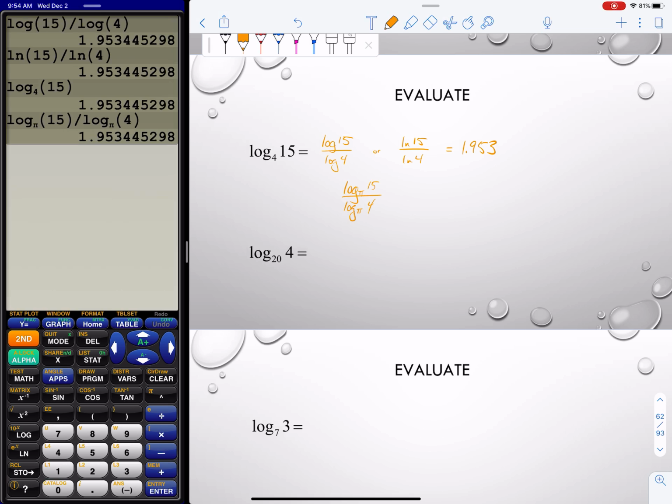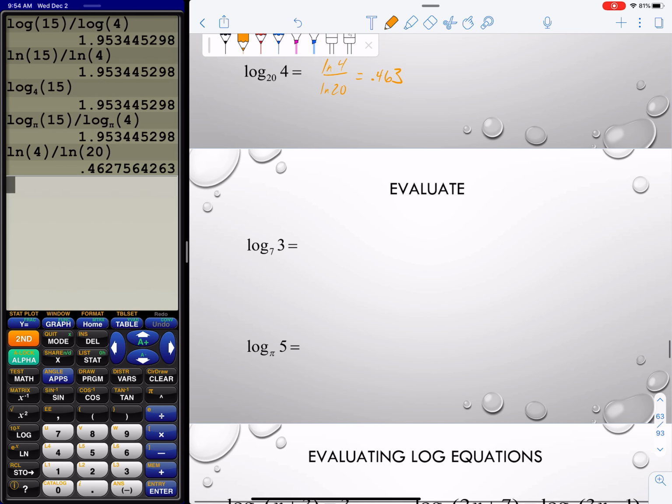So we could do this with all of them. Log base 20 of 4 here, I'm going to have natural log of 4 over natural log of 20, and I get 0.463. Okay.